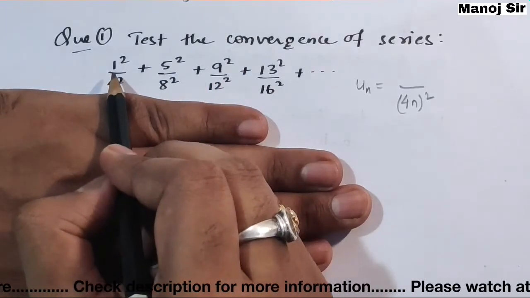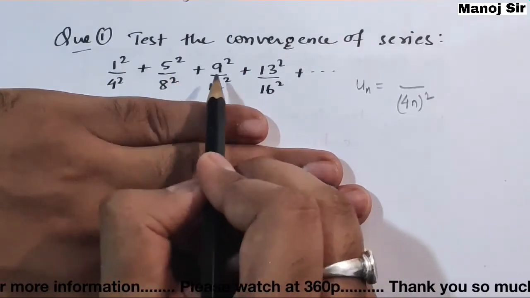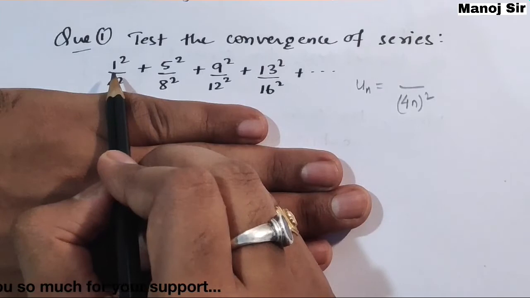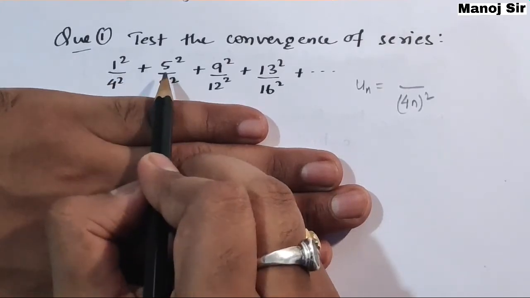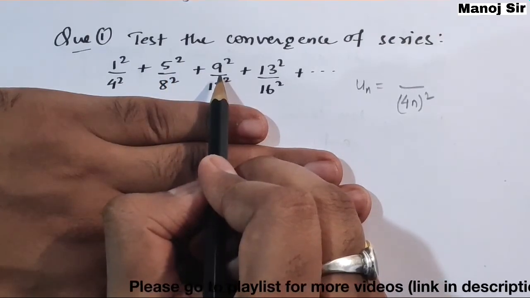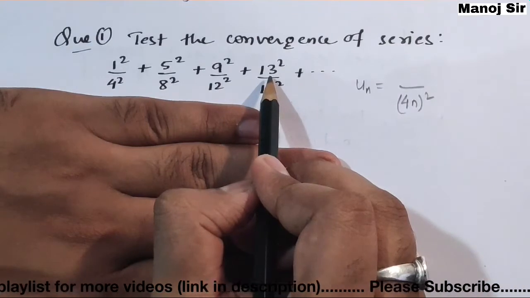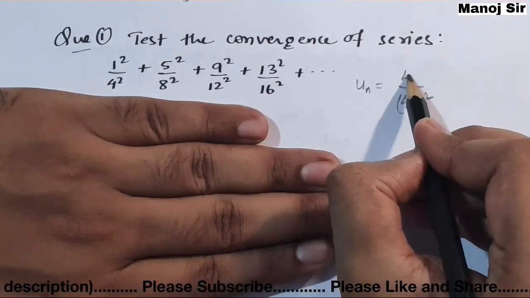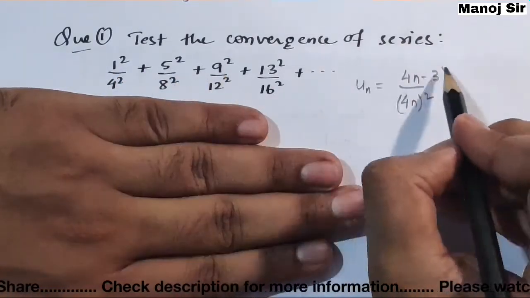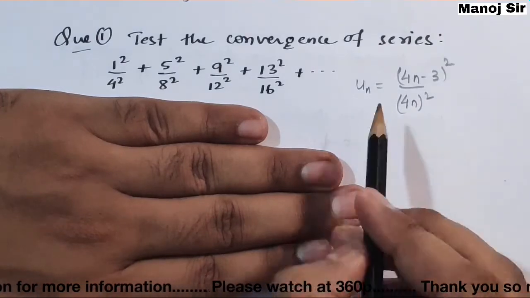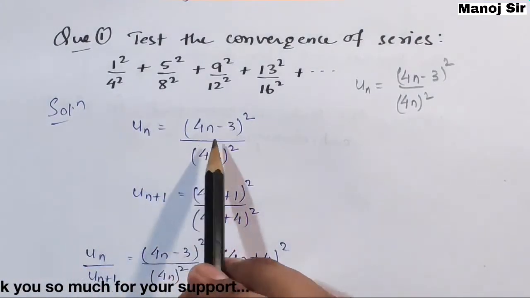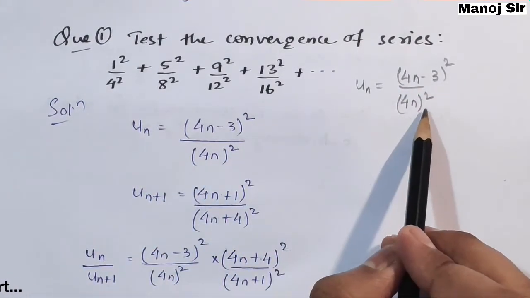So this is 4 minus 3, this is 8 minus 3, this is 12 minus 3, this is 16 minus 3. This is 4 minus 3, meaning 4 into 1 minus 3. This is 8 minus 3, that is 4 into 2 minus 3. This is 12 minus 3, that is 4 into 3 minus 3. This is 4 into 4 minus 3. So we can write here 4n minus 3. Square is present in all the numerator part, so we will write square. I think you have understood how we find this un. So un is equal to 4n minus 3 whole square upon 4n whole square.